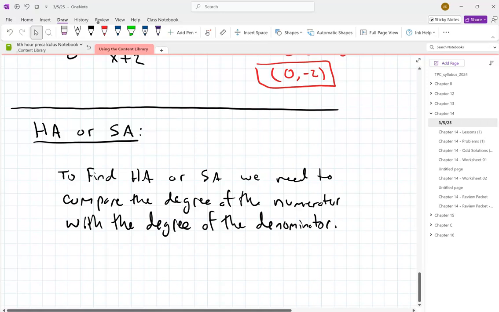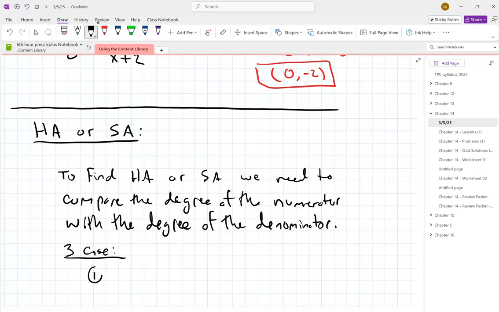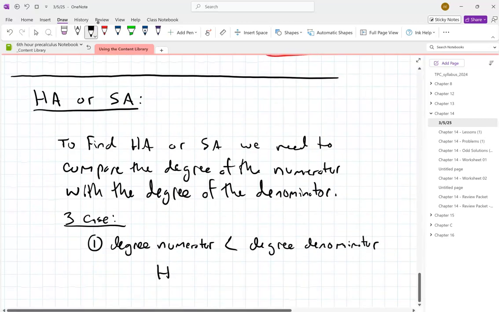So to find the horizontal asymptote or slant asymptote, every rational function will have one or the other. We'll never have both. We need to compare the degree of the numerator with the degree of the denominator. That's going to generate 3 cases for us, because we can either have the degree of the numerator, let's start with less than, the degree of the denominator. In that case, we always have a horizontal asymptote, and it's always y equals 0.